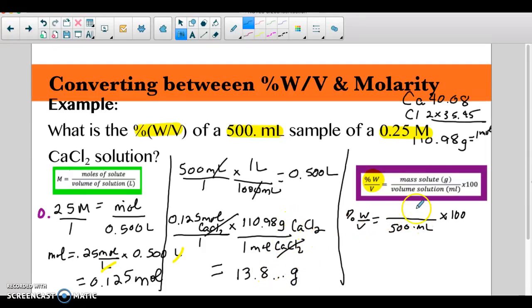So now I'm going to sub that number in right here. I'm just going to leave it in my calculator as is, divide it by 500, multiply by 100. And then now I'm going to look at sigs. I have 2 and I have 3, so I want to go with the least because I've been multiplying and dividing. That's the rule. So I end up with 2.8%.